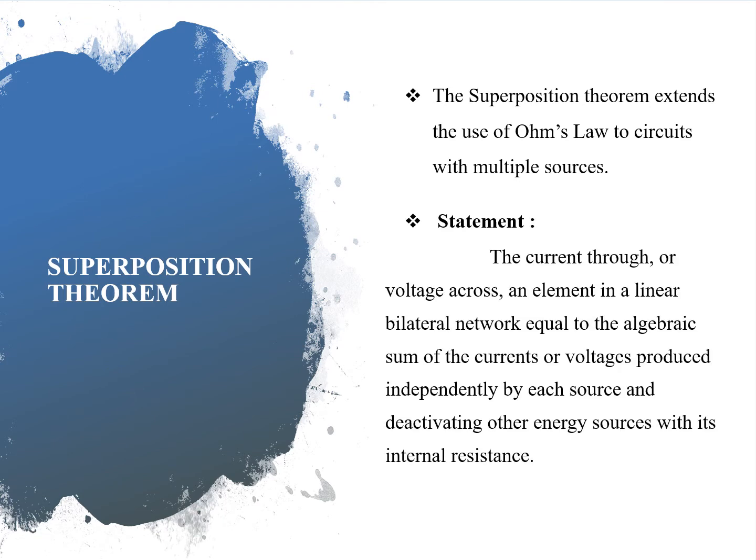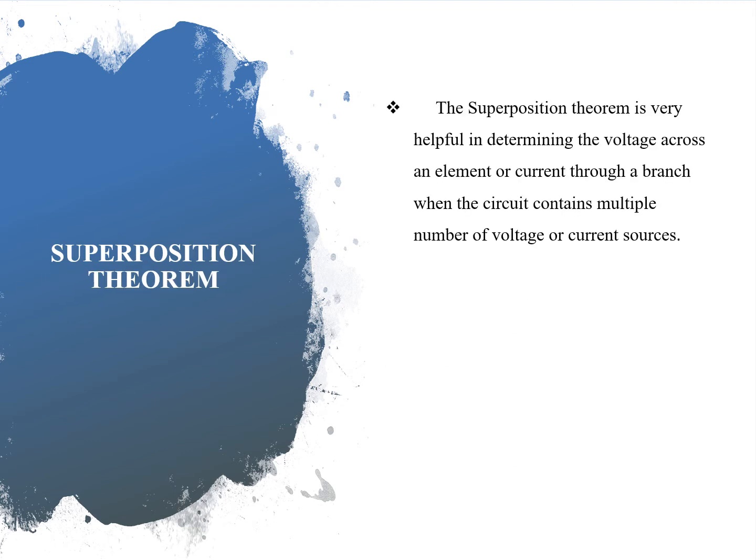Now, the statement of the superposition theorem says that the current through or voltage across any element in a linear bilateral network must be equal to the algebraic sum of the current or voltage produced by each source acting independently, and all other energy sources will be deactivated by their internal resistance. Now, there are a few important terms in the superposition theorem, so we will discuss that.